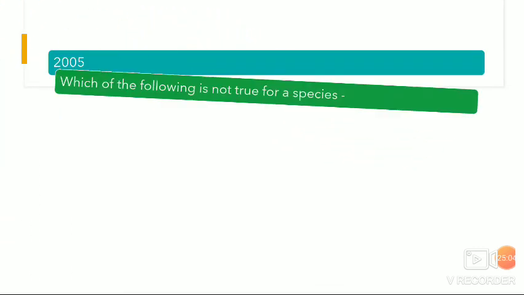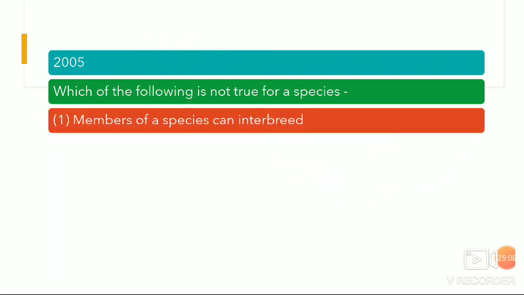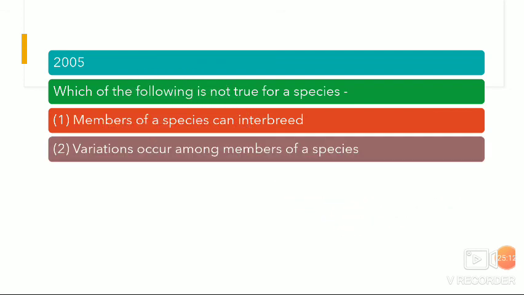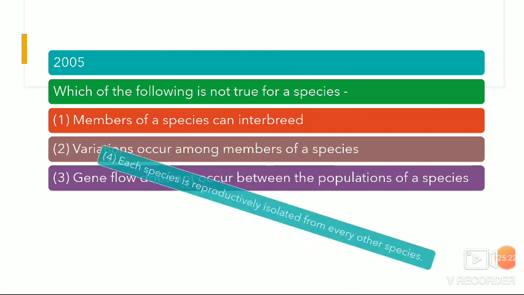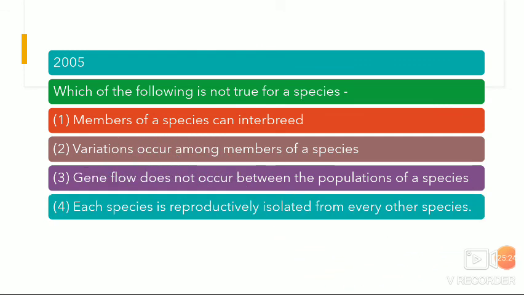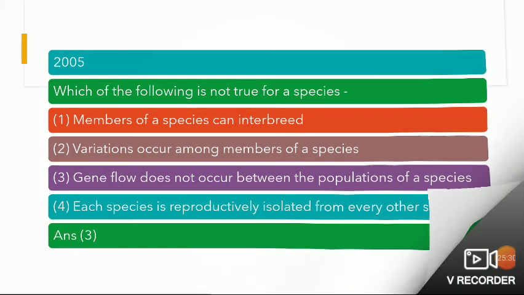Then comes, which of the following is not true for a species? Members of a species can interbreed. It is right. Variations occur among members of a species. Yes. Gene flow does not occur between the population of a species. It is not right. Then comes, each species is reproductively isolated from every other species. Yes. So the right option is third one.